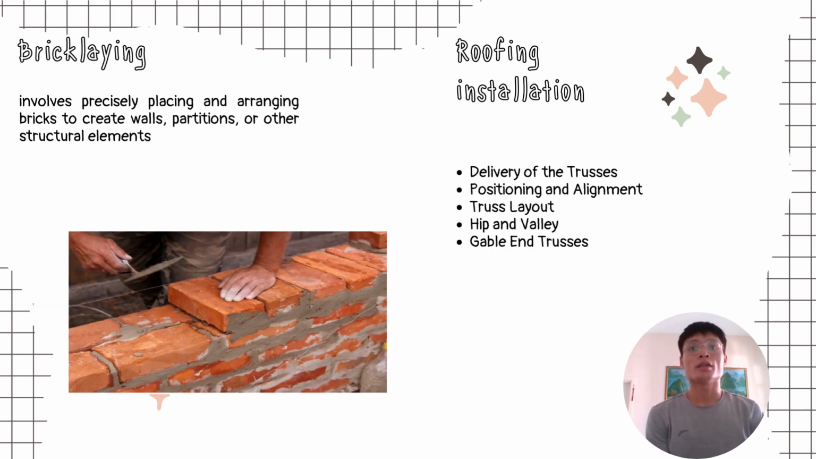Bricklaying is also a common activity that we discover on construction sites. It involves precisely placing and arranging bricks to create walls, partitions, or other structural elements. The last activity is roofing installation. The steps of roofing installation are delivery of the trusses, then positioning and alignment of the trusses, then the truss layout, followed by hip and valley, and the last one is gable and trusses.